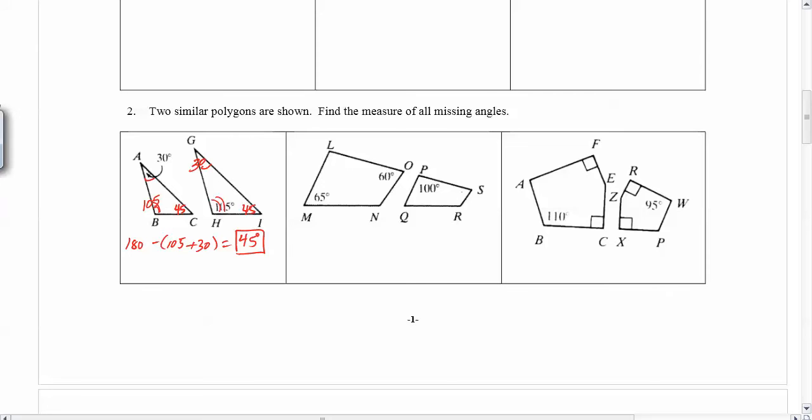let's see. This one looks like it's got to go with the 100 to me. The 65 down here looks like it's going to go with Q over here. The 60 over here looks like it's got to go with S over there. And then to get R, well, it's a quadrilateral, so four sides has a total of 360 degrees. So then if I subtract out the 100, the 60, and the 65, we're left with 135 degrees for N and R.